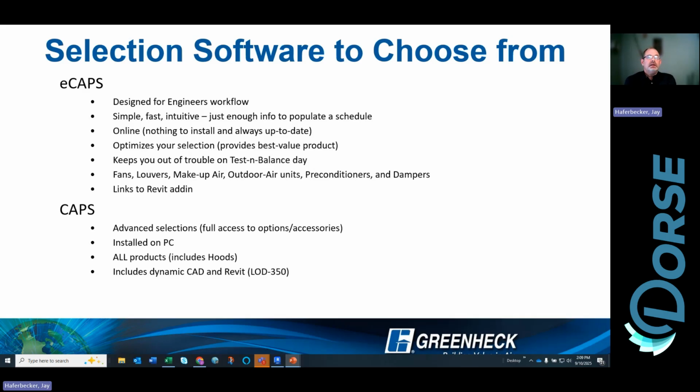or do some comparisons and stuff of that nature. That's all in there. It's an online tool, nothing to update. It's always up to date, right? So you just gotta run the website. We optimize your selections. I'll give you some examples of what that means, but we're going to guide you towards the best value product. We'll also steer you away from some of the troublesome selections.